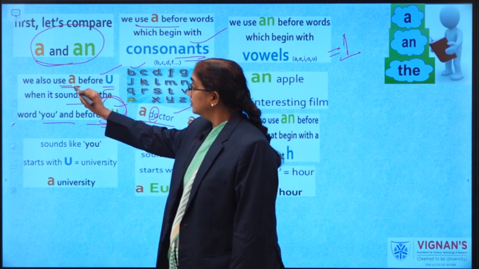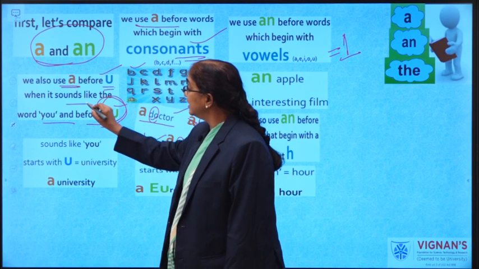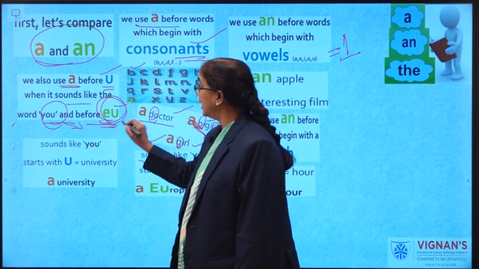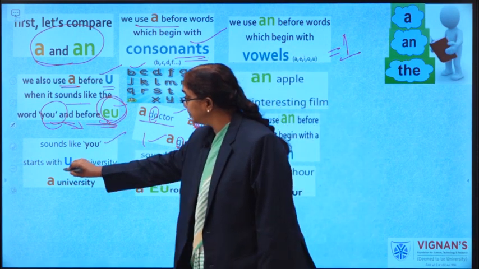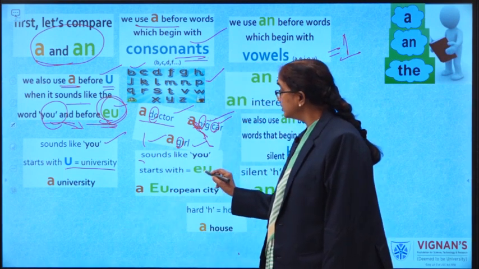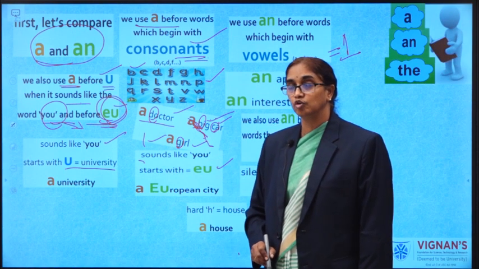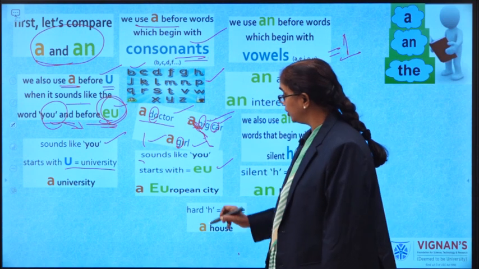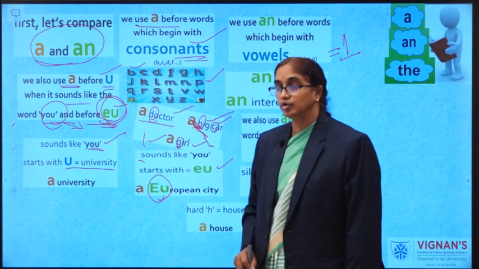So we use the indefinite article a even before sounds which have the feel of the sound of ya and not e or a. So sounds like u, for example, a university, and also words which start with eu. For instance, many people say, he is an European, but it is incorrect. He is a European. European also has the same sound as ya in university.